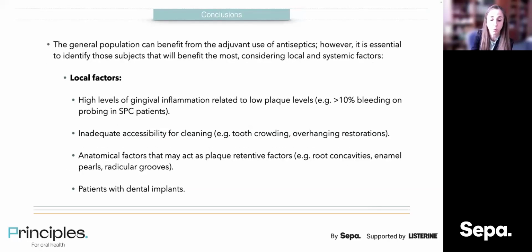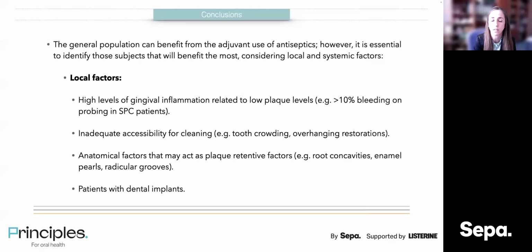Although the general population could benefit from the adjuvant use of antiseptics, it is essential to identify those subjects that will benefit most, considering both local and systemic factors. When we talk about local factors, we mean all those situations within the mouth that prevent proper biofilm control, such as inadequate accessibility for cleaning, for example, with tooth crowding or overhanging restorations. Also anatomical factors that may act as plaque retentive factors, such as root concavities and enamel pearls or radicular grooves. And some other situations, such as patients with dental implants, in which the niches of biofilm proliferate and may represent a risk both for the periodontal tissues, but also for the peri-implant tissues.